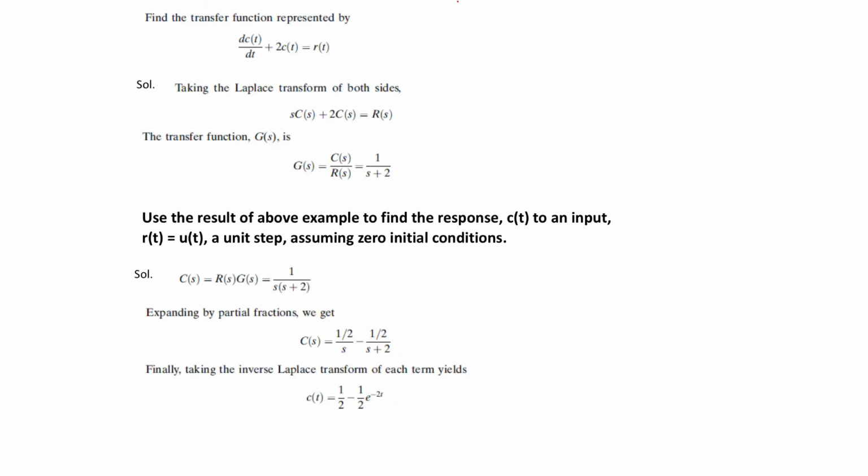Now let us consider a small example of how to find the transfer function. Let us consider the system. We take the Laplace transform on both sides. We have one derivative here, and the initial conditions are 0 in this case. So (s plus 2) C(s) equal to R(s), and after that the transfer function is given by output by input, that is C(s) by R(s) equal to 1 by (s plus 2). This is the transfer function of the system.